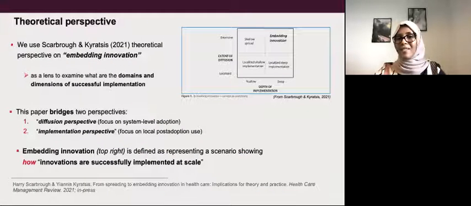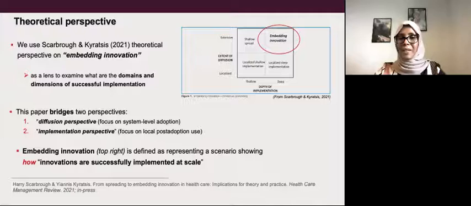As a theoretical lens, we used Scarborough and Kratz's theoretical perspective on embedding innovation. And this was a useful lens for us to use for examining what are the domains and dimensions of implementation that was not limited at the local or organizational level, but was also applicable to the system level or the scale-up and spread efforts.